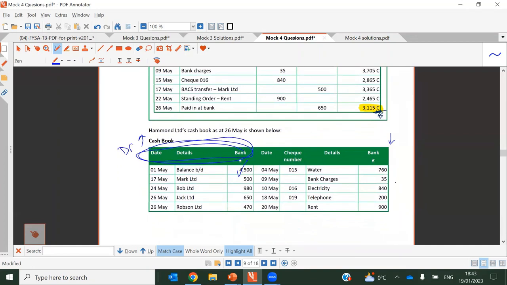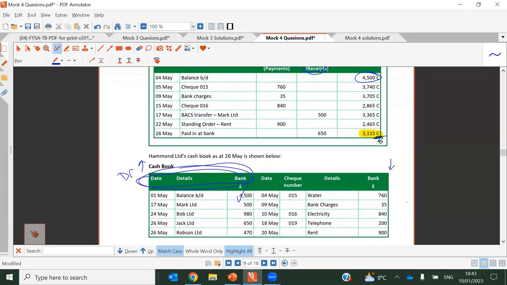Now do watch for that. If there is a slight difference, then you would need to note that down. But here we can see that they match. The next thing we can see is on the 17th of May, by BACS, so an electronic transfer, we received £500. And yes, we have that recorded down as well from Mark Limited here.